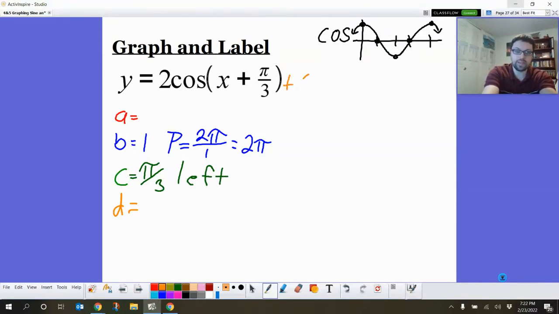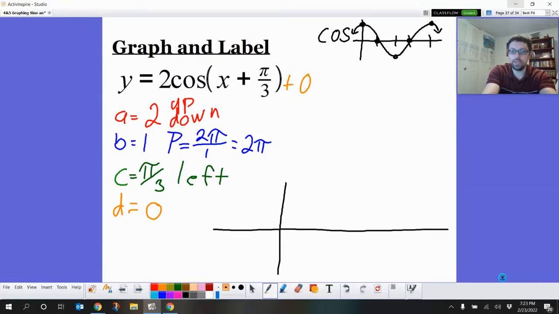Our D value, nothing is being added to the outside, so we're not going to be shifting the whole function up and down at all. Our amplitude is going to be 2, so that's how far up and down we will wobble. I want to go to the left, so I want to leave a little bit of space over here. Period. 1, 2, 3, 4. Period, 2 pi. My amplitude is going to be 2, so I want to go up 1, 2, down 1, 2. So we got -2 and 2.